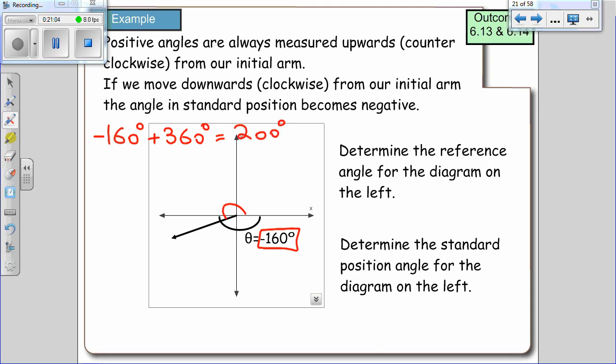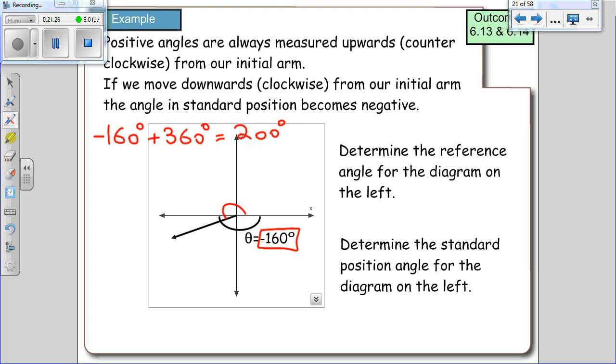Negative 160 brings me back to here. Plus 360 brings me back all the way around. It's a trippy concept, I know. In this diagram, you don't usually have to go in between two standard position angles. You might, but I just want you to see that you could measure standard position angles two ways, positively and negatively.